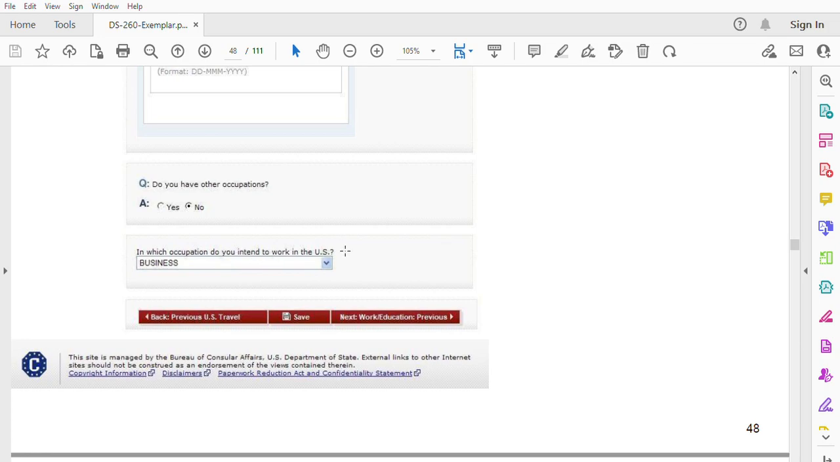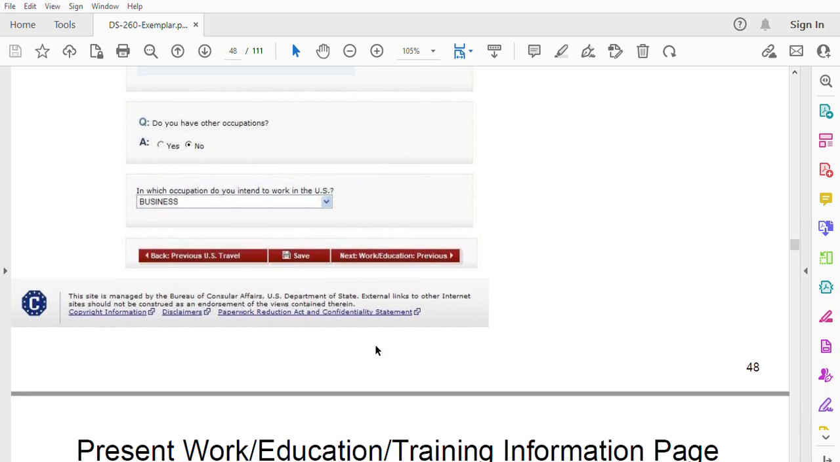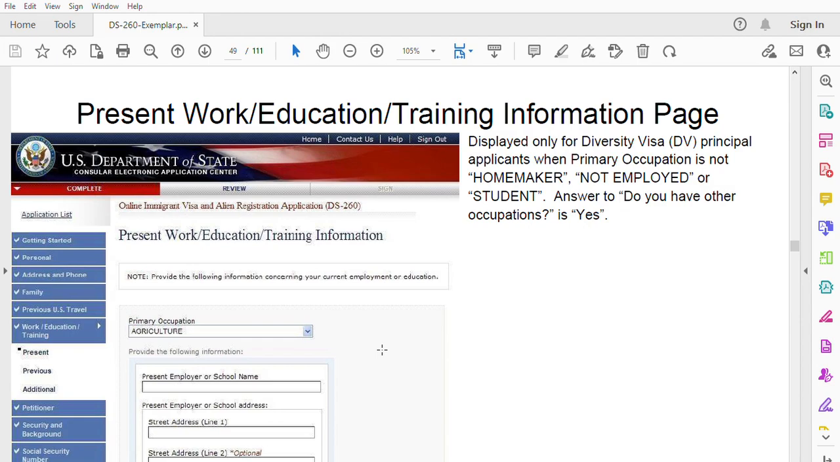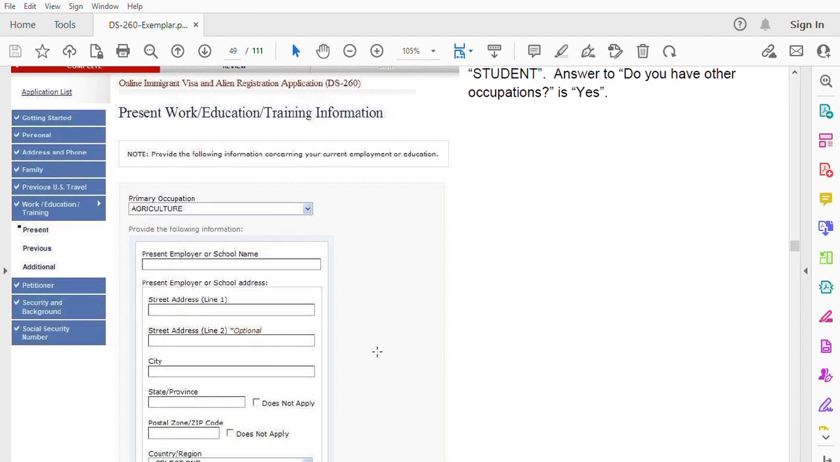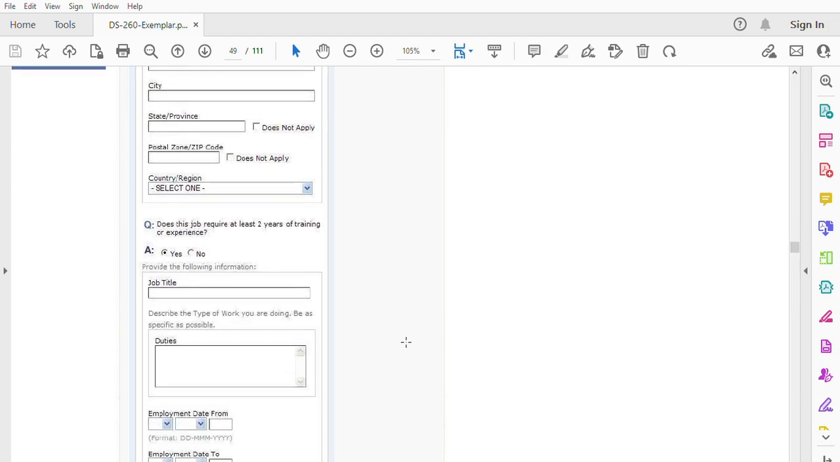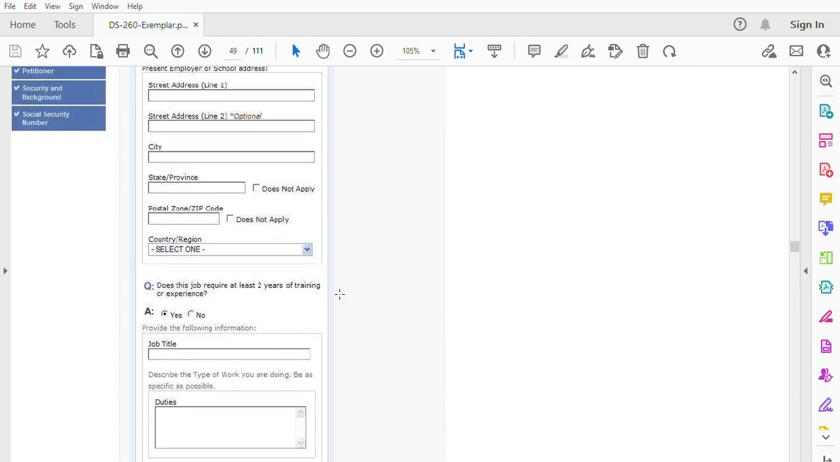In which occupation do you intend to work in the US? I already answered this one. We're still talking right here about the same thing. If you answer yes, you're going to answer all these questions right here.